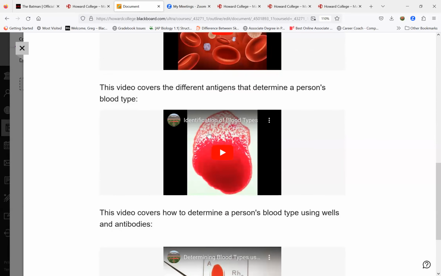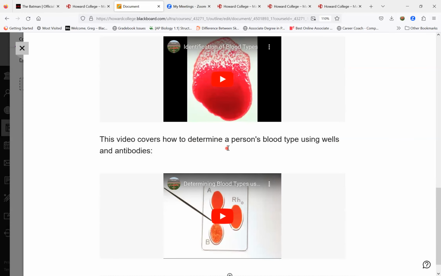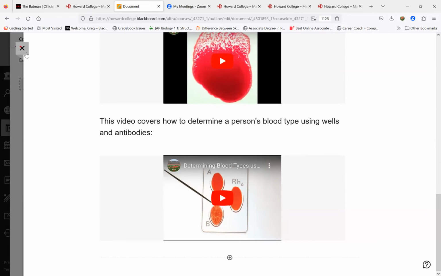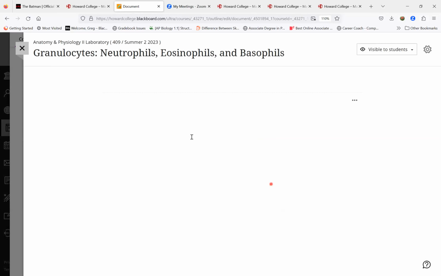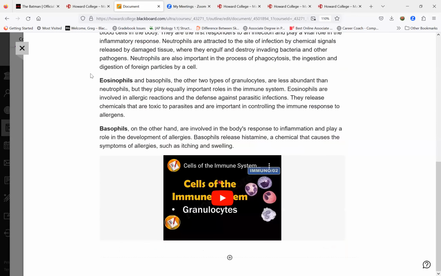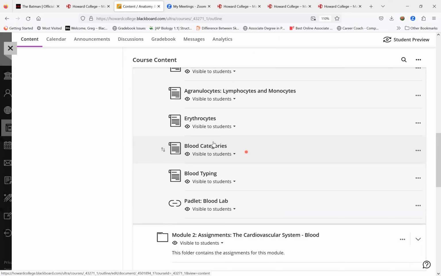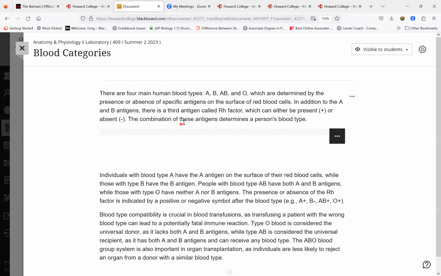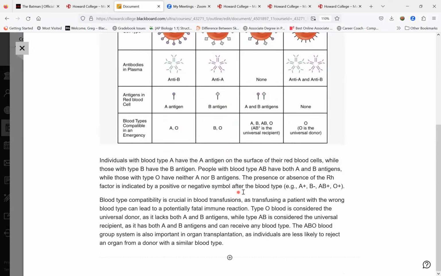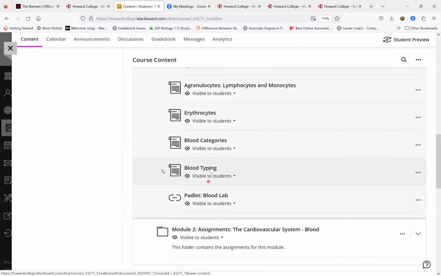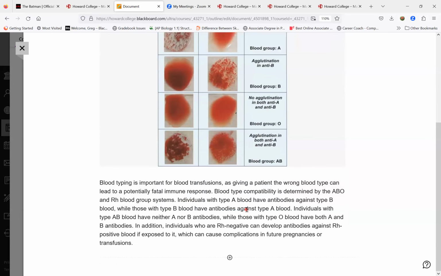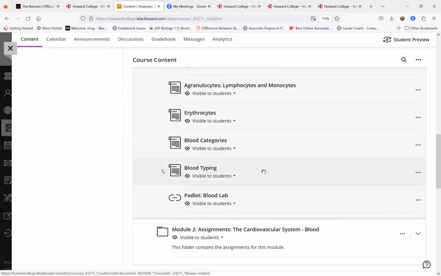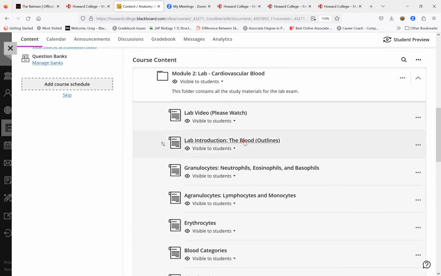Now, this video covers the different antigens that determine a person's blood type. Video here, a video there. Here's granulocytes. Now, there's some videos at the bottom as well. Here are cells of granulocytes, blood categories. There's some really easy to read text here. And then blood typing. Now, blood typing can be technical, pretty detailed. All that is covered in this lab introduction.